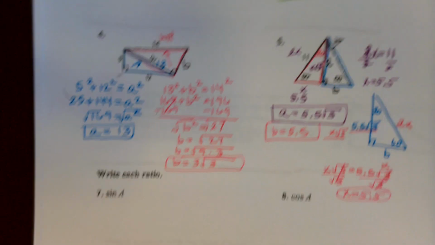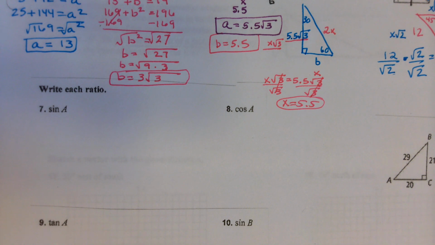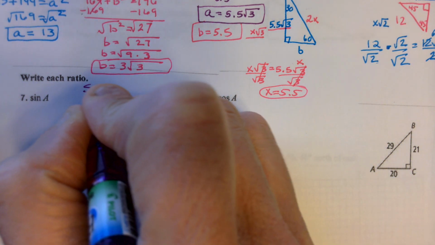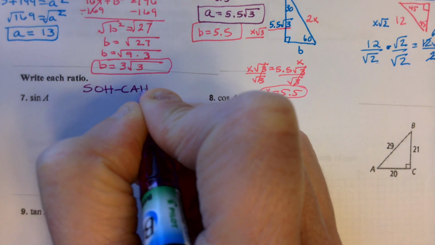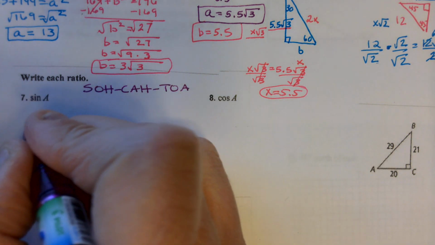Okay. Now, wow, look at all that fun work. Write each ratio. So this part should be swift and easy for you. So if you're not understanding these ratios, please, please, please ask me. All right. SOHCAHTOA. It's just ratios. That's all you're getting in this one.